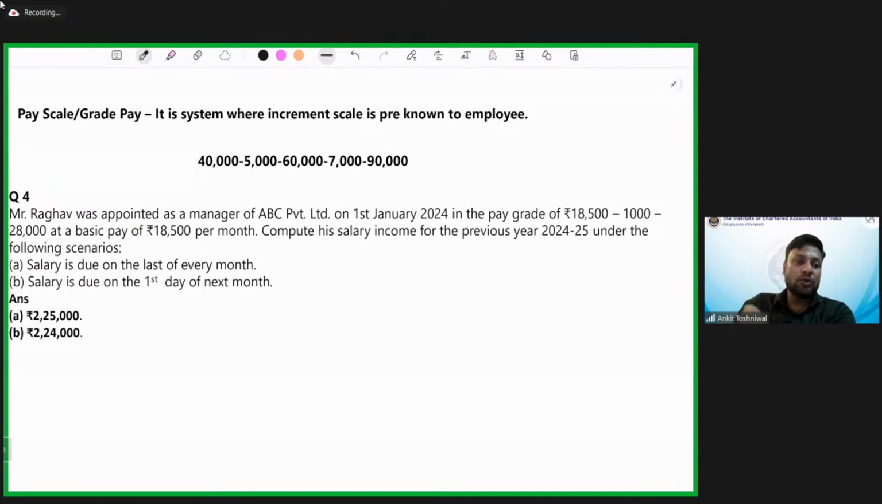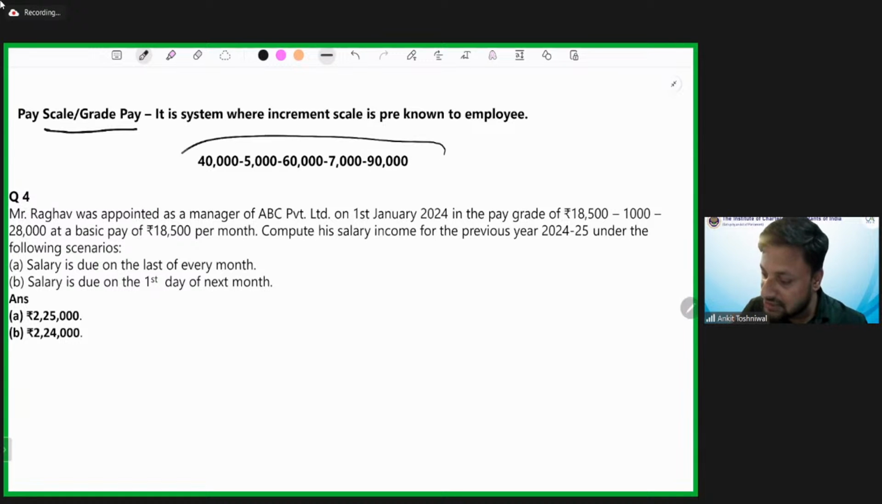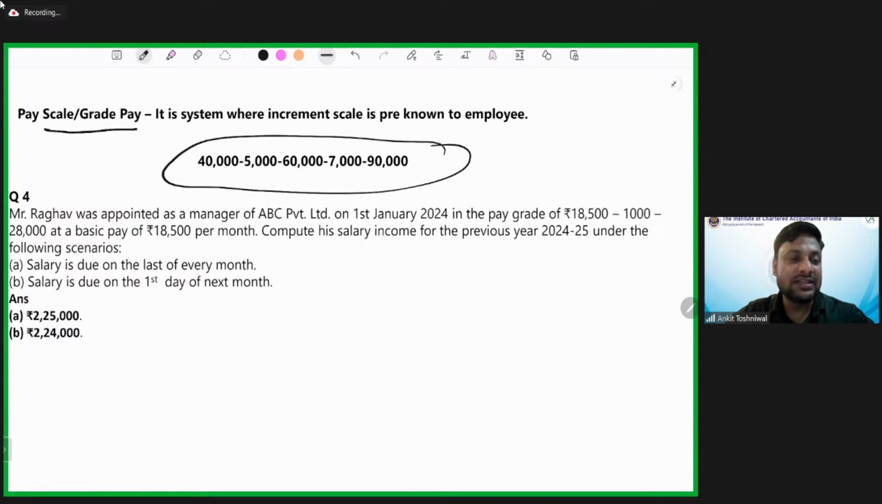There is a concept known as pay grade or pay scale, which we already completed. What is pay grade? This is the pay grade if the salary is given in this form: 40,000 dash 5,000 dash 60,000 dash 7,000 dash 90,000. What does this mean?